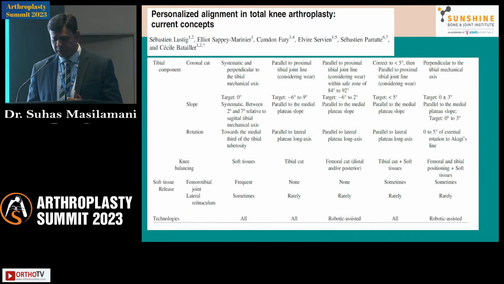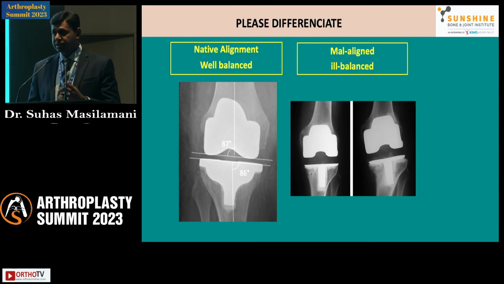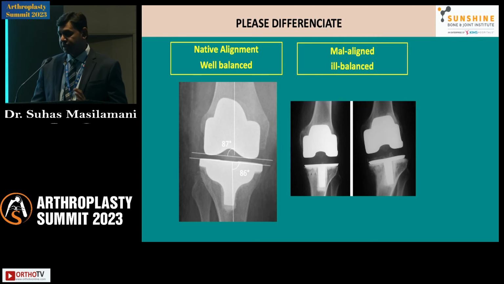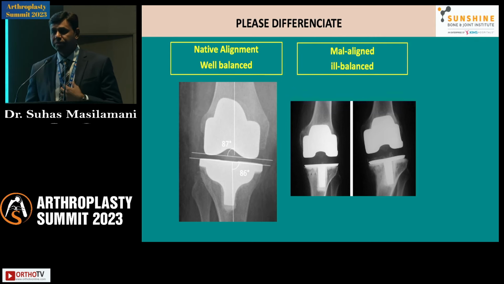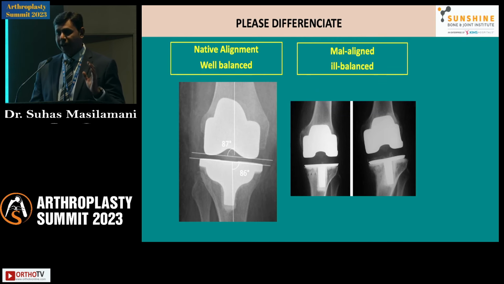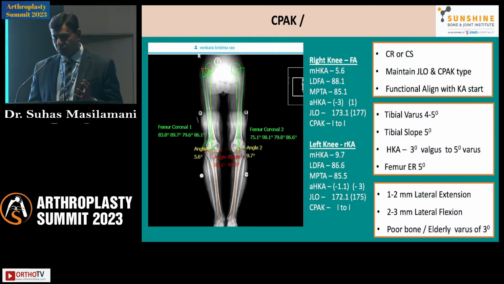There are multiple papers talking about all these alignments. The last two things I need to submit is, please understand, a malaligned and an ill-balanced knee is the one that fails. This is the one that we are all fearful of. If you natively align a knee based on some phenotype and you balance those knees well, there is enough evidence to show that these knees have survived even 20 years. So this is what we normally do now.